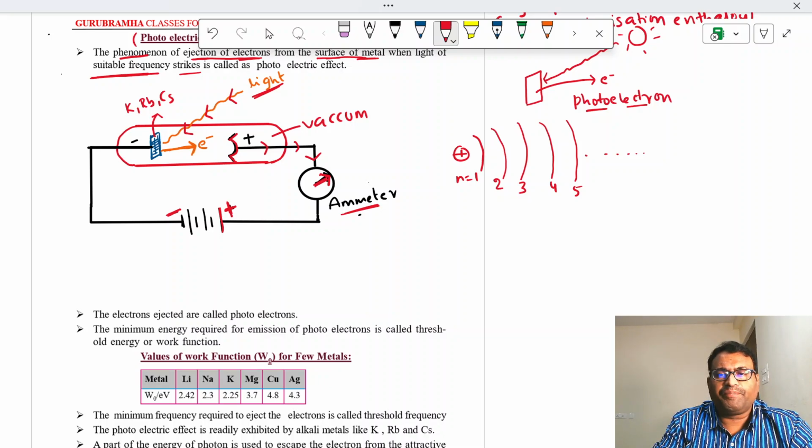There is a space around the nucleus where the energy of the electron is equal to 0. So the place where the energy of the electron is considered to be 0 is called as infinite distance. What is that called as? Infinite distance.